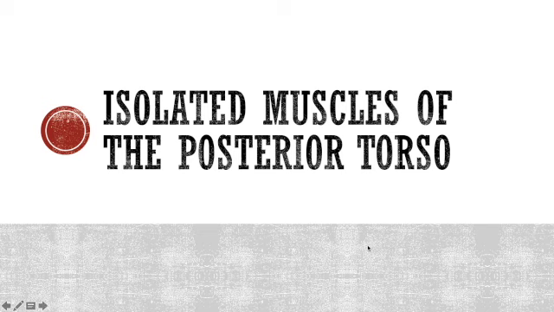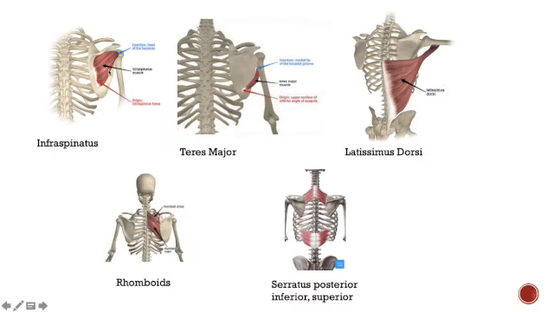Now let's continue with the isolated muscles of the posterior torso. That kind of hard to see muscle that we had there before, the infraspinatus. Here we can see how this is the spine process of the scapula, and the muscle is directly below it. And we have here the insertion point that is to the humerus, and the origin which is in the infraspinous fossa of the scapula.